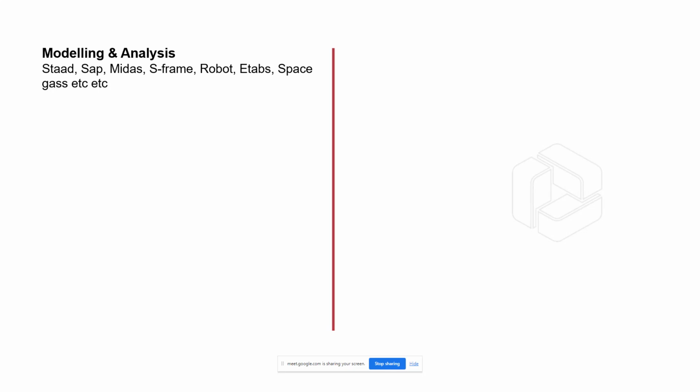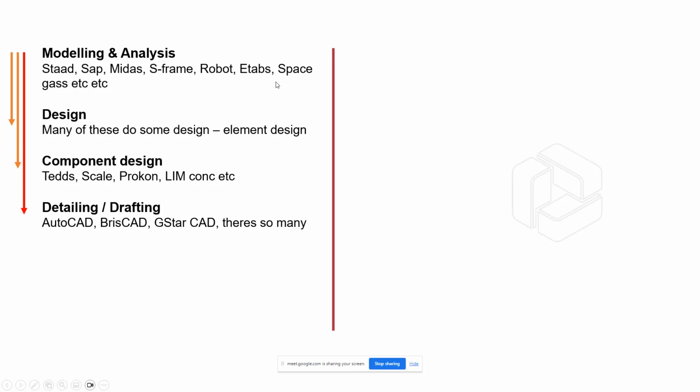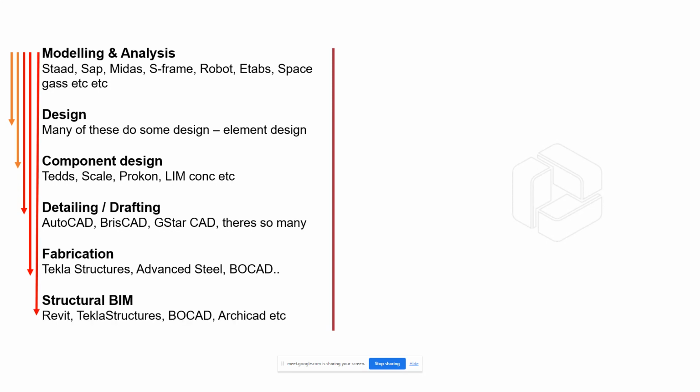For modeling and analysis, normally we use STAAD, SAP, MIDAS, S-Frame, Robot, DTAPS. These are the known software we normally use. For design, most of the above applications can support the same. For component design, we use TEDDS, Scale, Procon, LimCon. Now most engineers use IDEA StatiCa as well, and RAM Connection. For detailing, obviously we use AutoCAD, BricsCAD, GStarCAD, and many other CADs. For fabrication drawings, the names that come are Tekla Structures, Advance Steel, BOCAD. And for BIM, obviously Revit, Tekla Structures, BOCAD as well as RK.